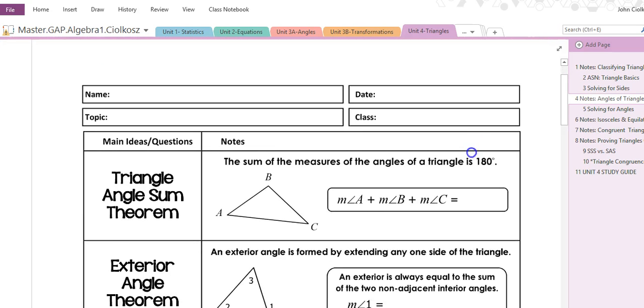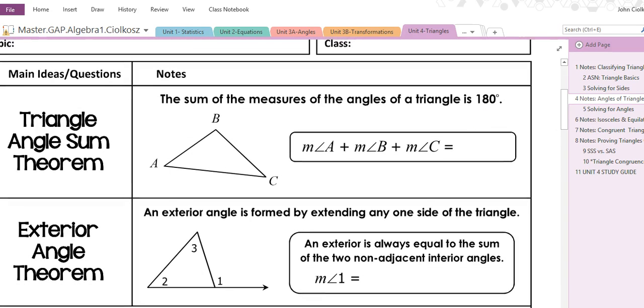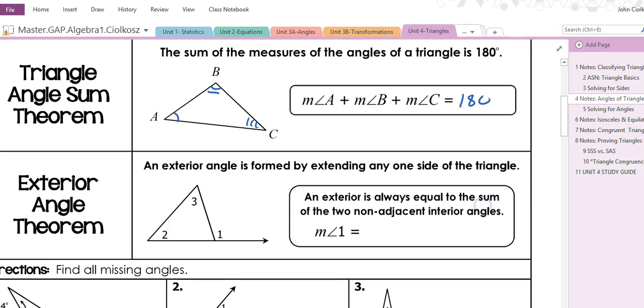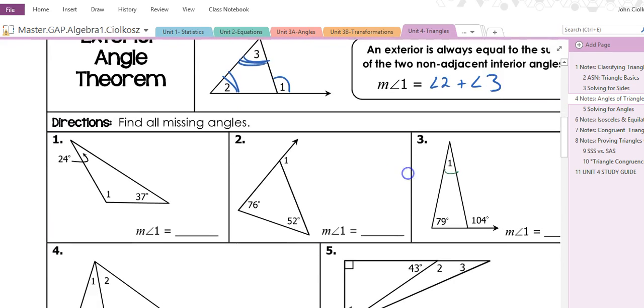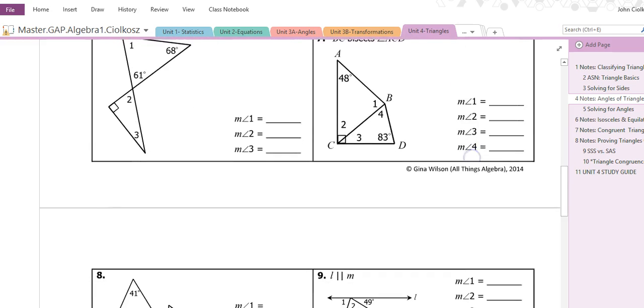Alright, so taking a look here at 4, our notes. Triangle sum. If I add up all 3 of these angles, no matter what they are, it's always going to be 180. Exterior angle, if I do angle 1 must be equal to angle 2 plus angle 3. Again, great note card items to have. Alright, so here we can work through a large number of these problems together.